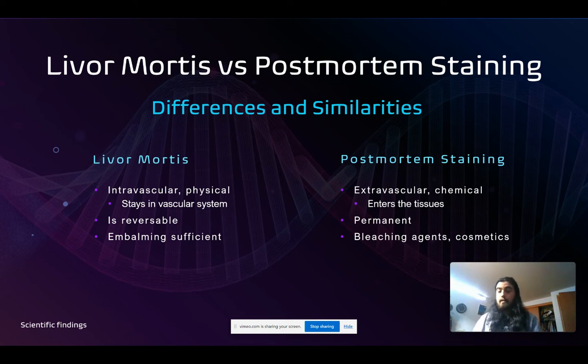And unfortunately, embalming is not sufficient in order to remove this staining. So things like bleaching agents can be used, not necessarily successfully, but they can remove some of that discoloration. And then cosmetics can be applied to the top of the skin to cover that up.